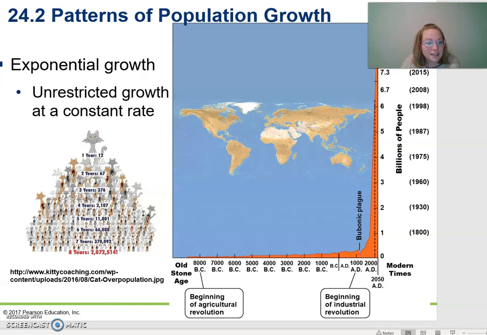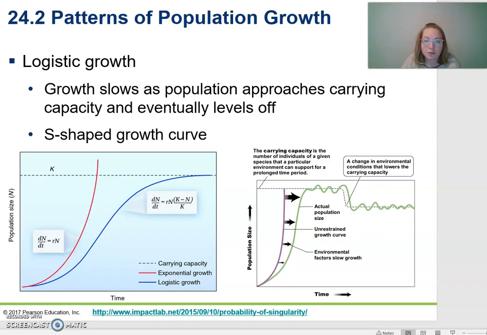In that case, we would look at logistic growth. So logistic growth kind of starts out exponential, but then you reach a maximum amount of individuals. That's as much as the population can hold. That's called carrying capacity. Let's draw.